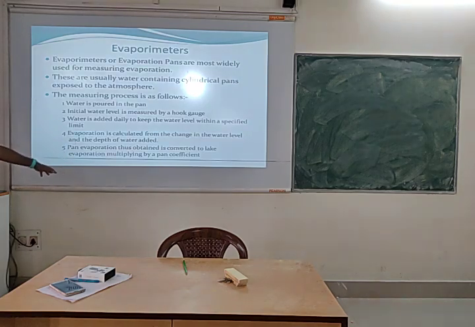Basically, the process is given over there, how we are doing that. Number one, what will be the process? First of all, water is poured in a pan. I have already told you, a pan-like or pot-like structure will be there. The initial water level is measured by a hook gauge. You will see that the pan evaporimeter is there in our lab. You will directly see it, right? One graduated scale, nothing else, by which we can find out the depth, right?